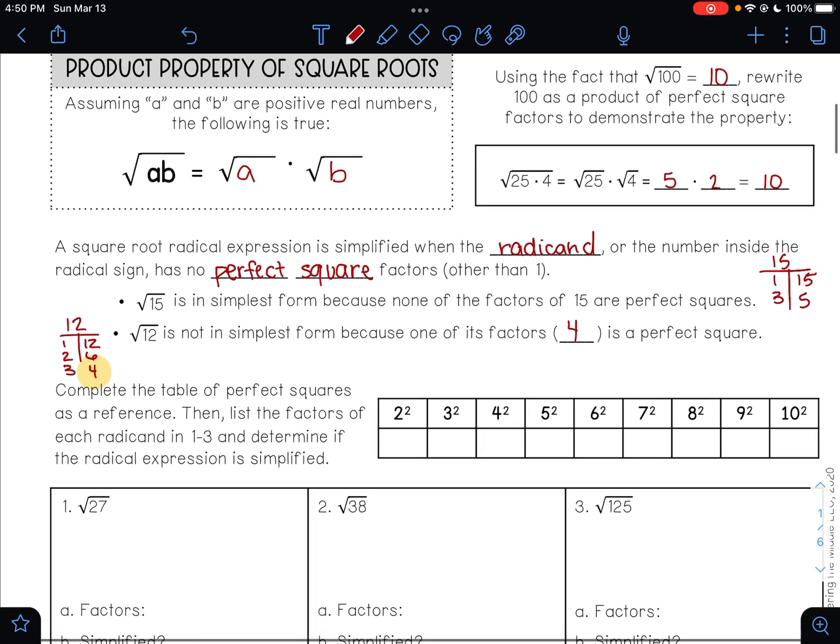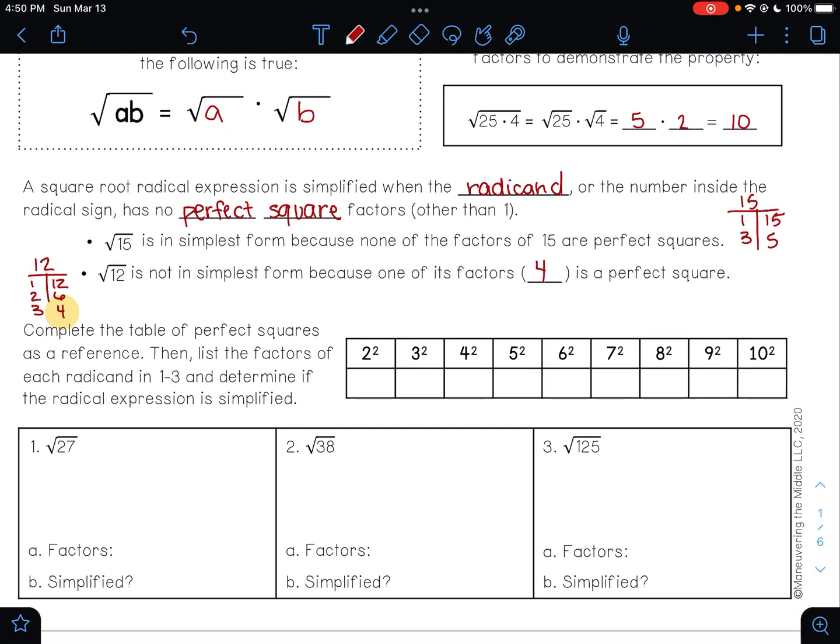Okay, so let's take a second and fill out our perfect square table, focusing on 2 through 10. So 2 squared is 4, so 4 is a perfect square. 3 squared is 9. 4 squared is 16. 5 squared is 25. 6 squared is 36. 7 squared is 49. 8 squared is 64. 9 squared is 81. And 10 squared is 100. All of these numbers that I just wrote right here are perfect squares.